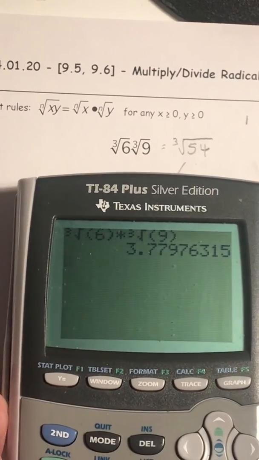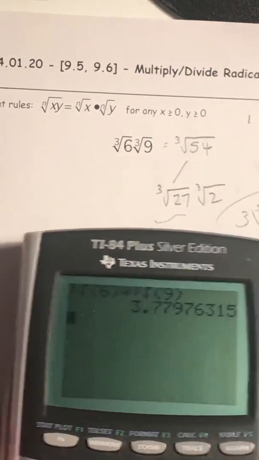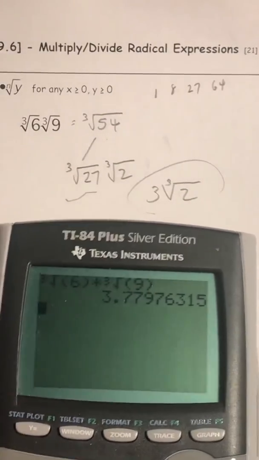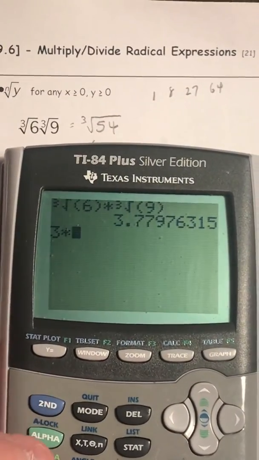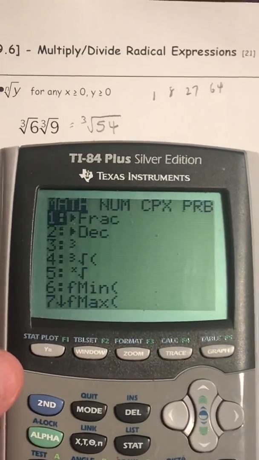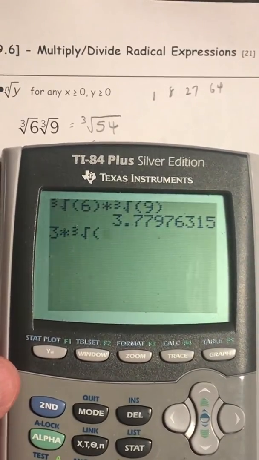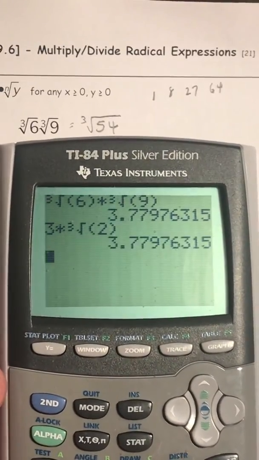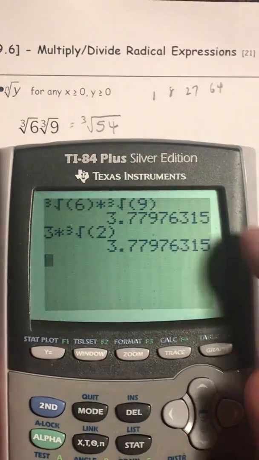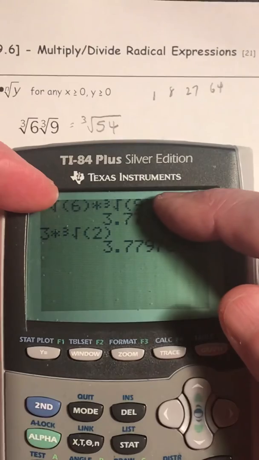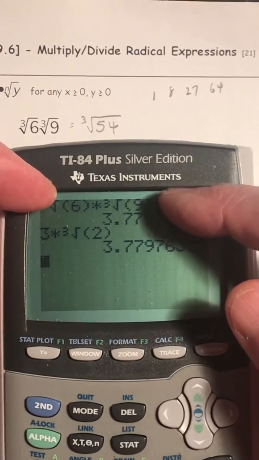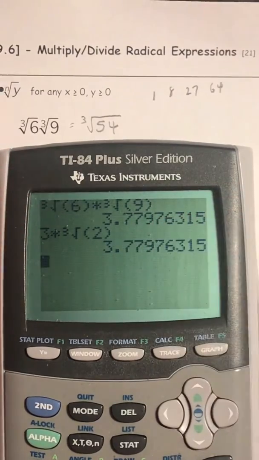Okay? Now I want to compare that to my answer, which was just 3 times cube root 2. So I'm going to type 3 times, hit the math key, hit number 4, cube root of 2, and voila, you see they did come out exactly the same. So that's telling me what I started with is exactly equal to what my simplified version is.